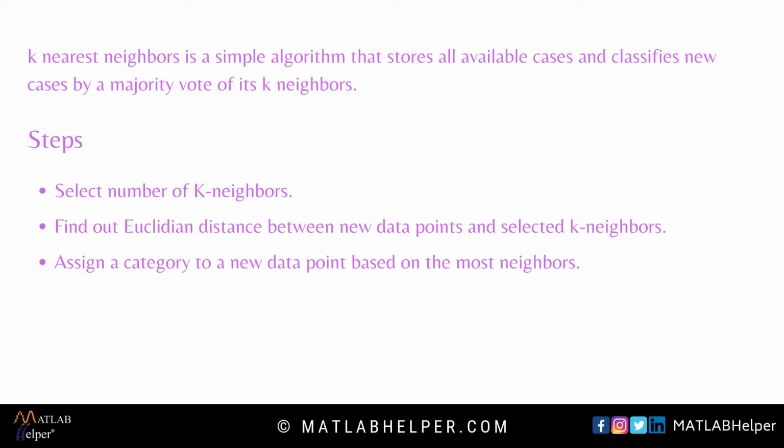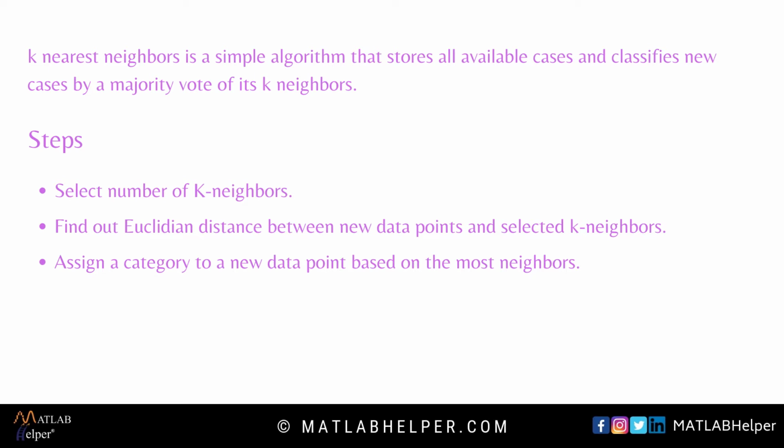In the second step, we would compute the k neighbors of the new data points, and after that we will calculate Euclidean distance between the new data points and already existing points. In step 3, we will count k data points which show minimum Euclidean distance. And in the last step, we will assign a category to the new data points based on the most neighbors.